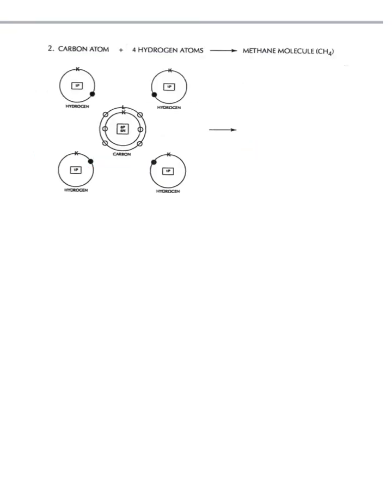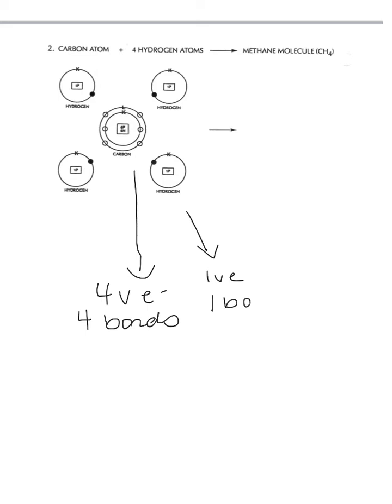Let's get another example. Here's carbon and four hydrogen atoms. We know that this carbon has 4 valence electrons, which means that it can create 4 bonds. So we would expect that one carbon to have 4 bonds. These hydrogens have 1 valence electron, and they need 1 more valence electron. So each one of these hydrogens will create a bond.